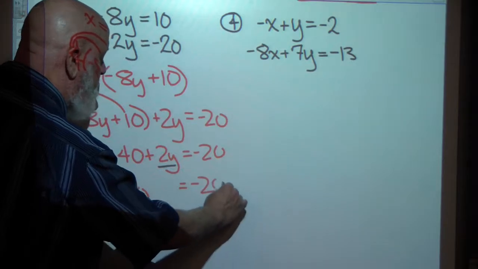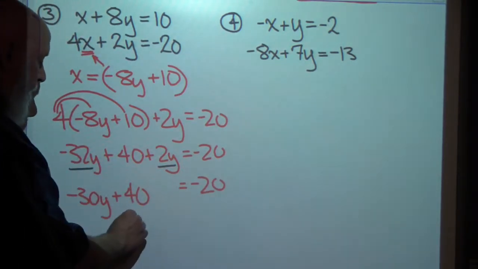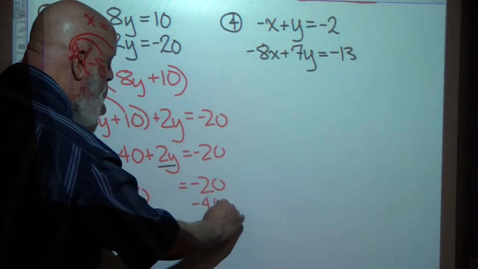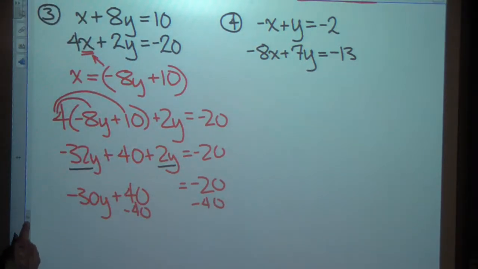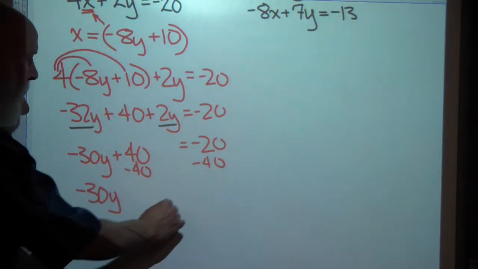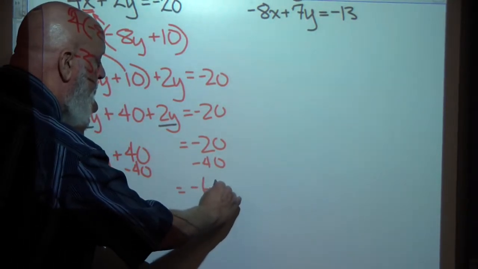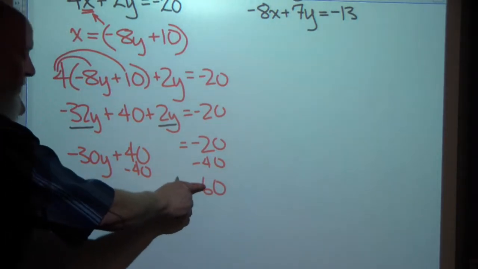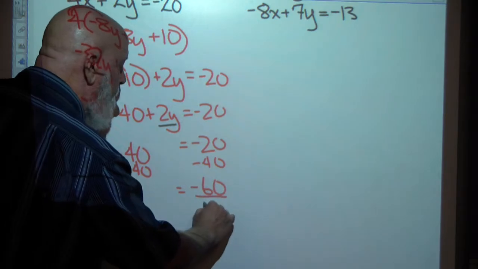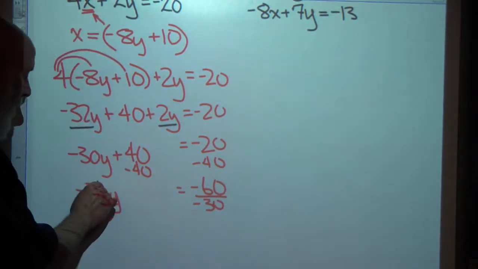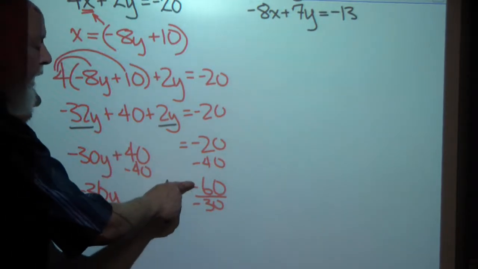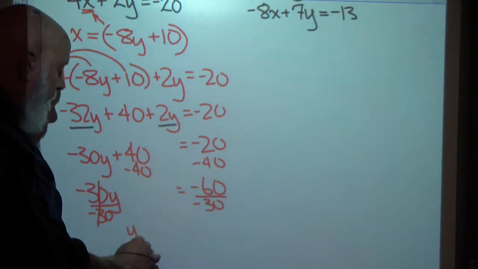And now I've got a pre-algebra problem. I'm going to subtract 40 from both sides and then divide by negative 30. This will give me negative 30y is equal to negative 60. And therefore, when I divide both sides by negative 30, y will equal 2. 60 divided by 30 is 2. Negative divided by negative is positive.